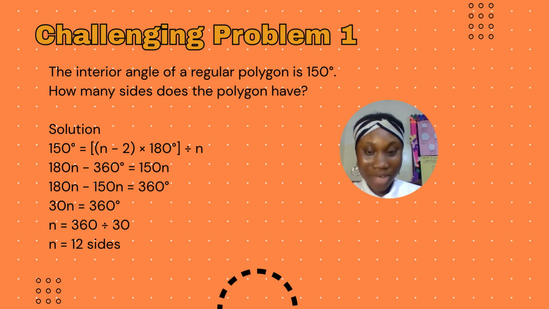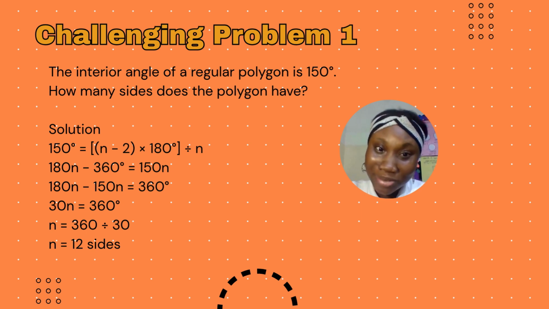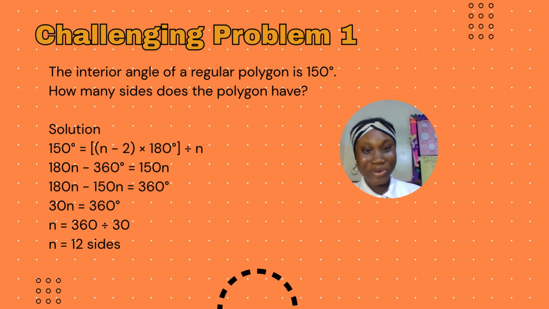So if you remember, our formula is the number of sides of that polygon, remove 2 from it, multiply by 180 degrees. The answer you get is divided by the number of sides of that polygon. But we have a problem. We don't know the number of sides of that polygon. So what do we do? Let's start with what we're given. We're given that the interior angle is 150. So 150 degrees is going to be equal to our formula.